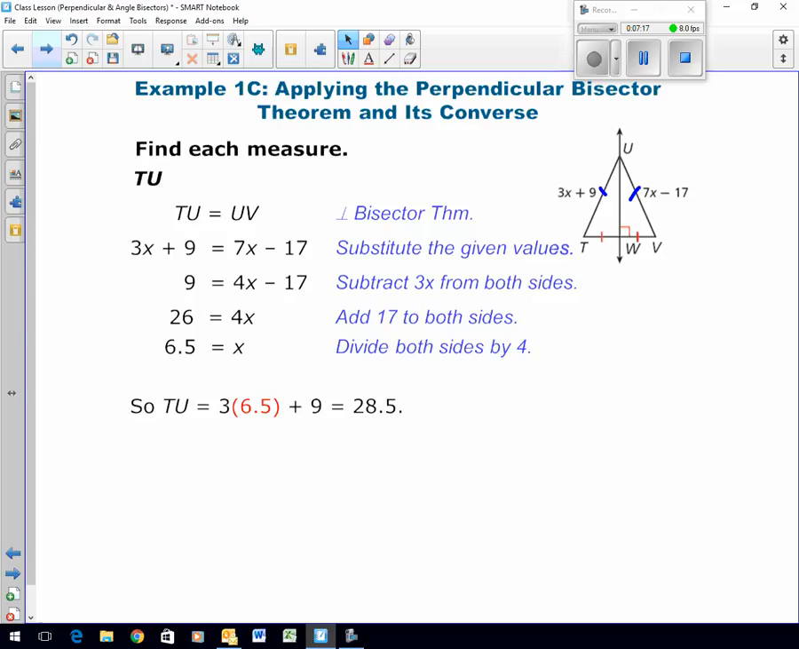Let me see if y'all are getting this, Dennington. I know you have an Alabama shirt on, but you can do this probably.